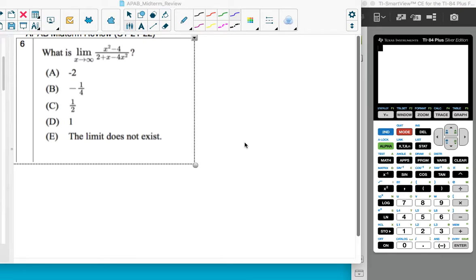All right, this is AP AB Calculus. We are doing midterm review, and this is multiple choice number 6, which is non-calculator. So we're given a limit as x approaches infinity, and then we're given this rational function. There's a couple ways to approach this.